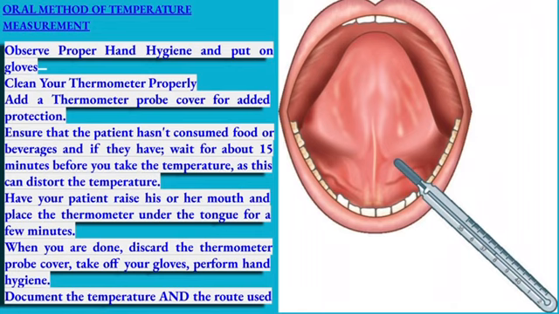Have your patient raise their tongue and place the thermometer under the tongue for a few minutes. When you are done, discard the thermometer probe cover, take off your gloves, perform hand hygiene, and document the temperature and the route used. Now, let us take a look at a demonstration on how this is done.